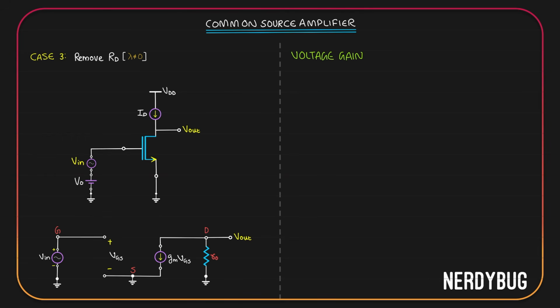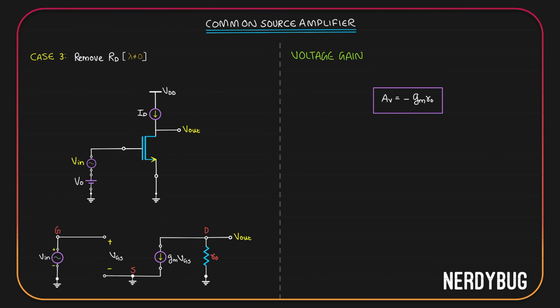Again, do we really have to do the mathematics here? This looks exactly the same as our first small signal model, except instead of RD, we have R naught. Then what will be the voltage gain? With RD, we got minus GM RD. With R naught, we'll get minus GM R naught. Voltage gain is minus GM R naught.